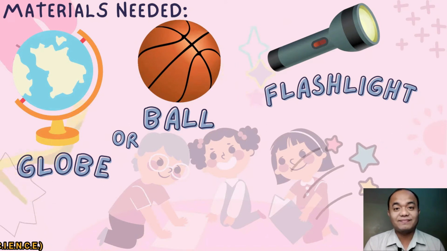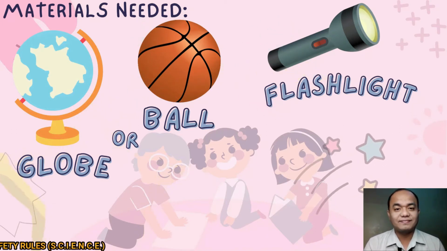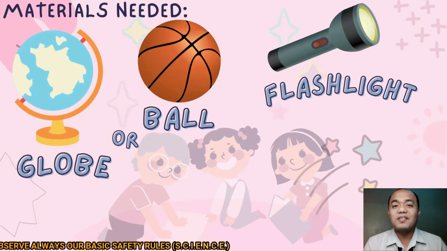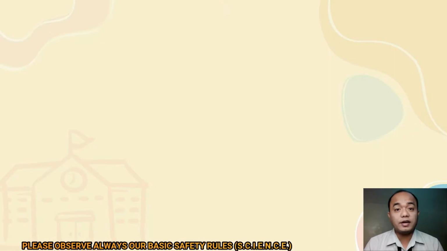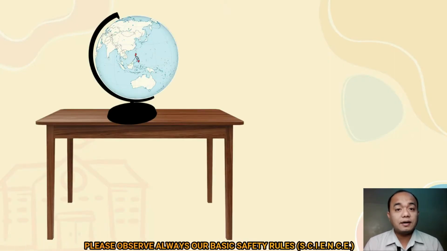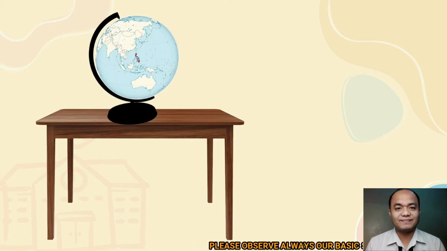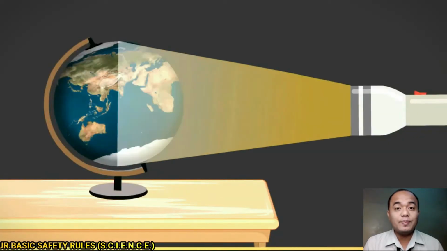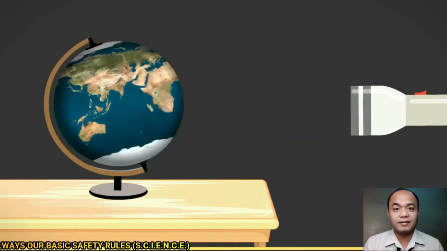Please get it now. Do you have with you your materials now? Very good. You have your materials with you now. Place the globe on the table. Are you done? Next is hold the flashlight 1 meter away from the globe or the ball. Just like you see here on the screen. Next, darken the room and turn the flashlight on.